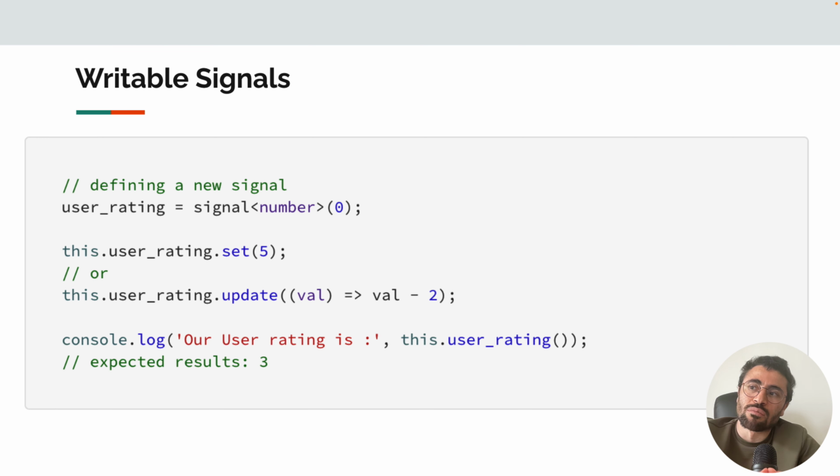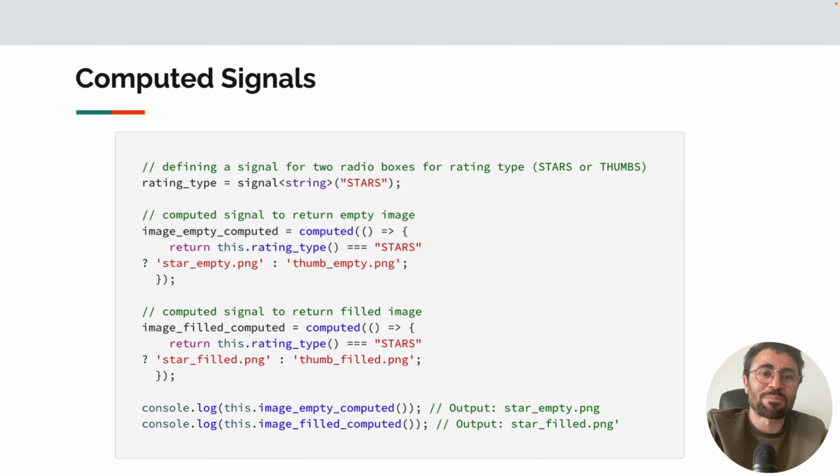This method will accept an arrow function with the current value as parameter, and we will decrease the current value by 2. So when we do console.log of the current rating, we will get 3. The second type is computed signals. We will use this type when our signal depends on other signals. So that's why Angular introduced this type.